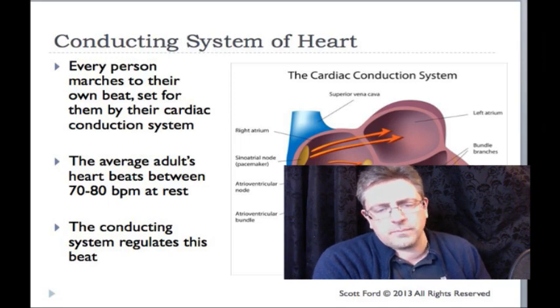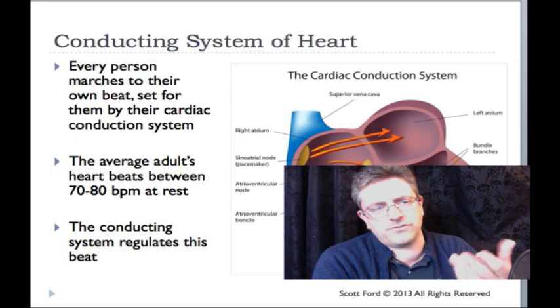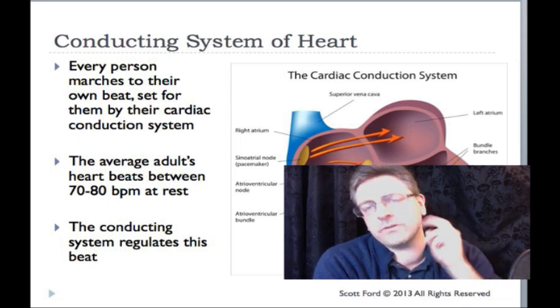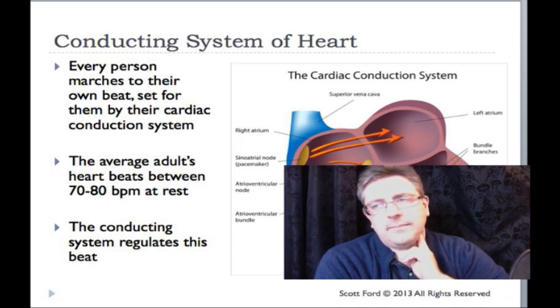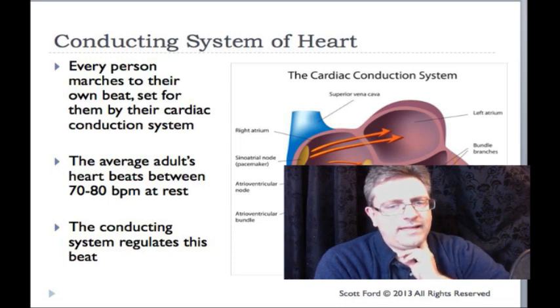The average adult heart beats between 70 to 80 beats per minute, BPM, at rest. So if you want to check this out, hopefully you're not running around, but if you want to take a pulse, you should be able to feel a pulse and kind of do a time here. You can take it for 10 seconds and times by 6, or you want to do a quick pulse, take it for 6 seconds and times by 10. And you should have a resting beat per minute. Around 70 to 80 beats per minute is what you should probably wind up having.